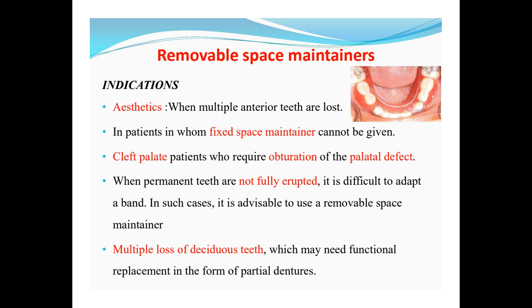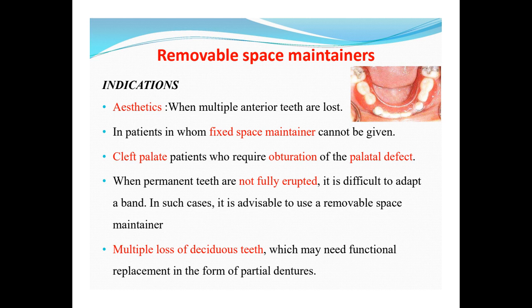Some children, the oral hygiene is very poor. You cannot give a fixed space maintainer. You have to go for this removable space maintainer. In children who are having cleft lip and cleft palate, you have to close the cleft, so you have to give the removable space maintainer which acts like an obturator. Sometimes permanent teeth are not fully erupted. You have a permanent molar which is erupting, so you cannot place a band. You cannot do fabrication of a fixed space maintainer. In such situations, you have to go for a removable space maintainer.